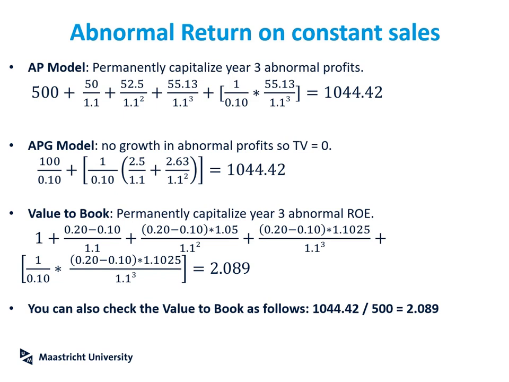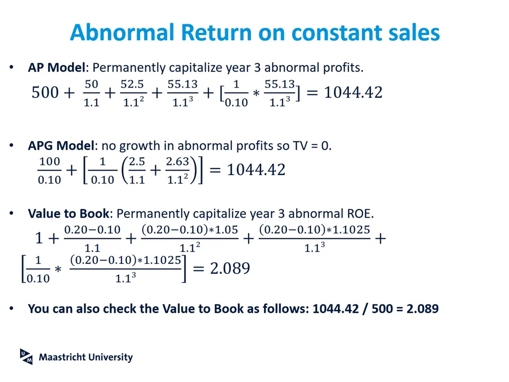And what we saw for the abnormal profit model, we also see for the value to book model, where we also say that we permanently have the last abnormal ROE. So the permanent capitalization of this 55.13 abnormal profit you also see in the value to book formula, where we will permanently have the last abnormal ROE, which was 10%. We had an ROE of 20%, cost of equity of 10%, and this was earned on a book value that had grown at a 10.25% rate. So this is the last abnormal ROE, and we will have that indefinitely.